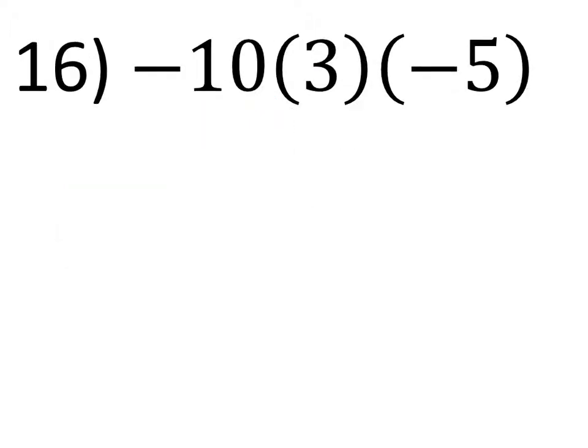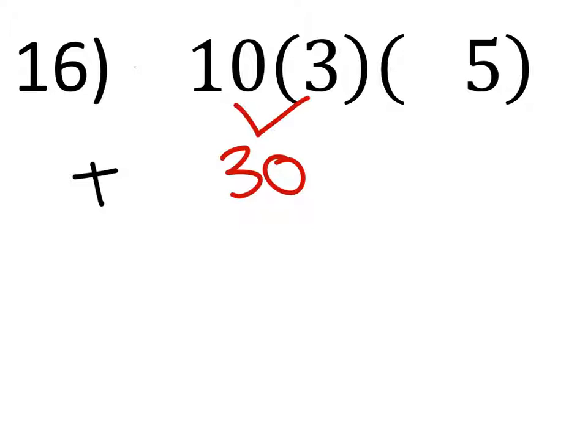So on this one, how many negatives are being multiplied? 2. 2 is even, so we know the answer is going to be a positive. And again, this allows us to just get rid of the negatives and just focus on the multiplication. So 10 times 3, 10 groups of 3, is 30. Of course, we still have that times the 5 here at the end. So 30 times 5, 30 groups of 5. Yeah, 150.